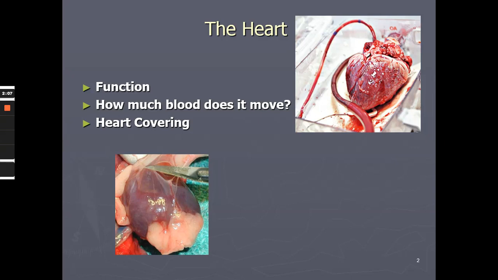Okay, how many times does it beat? How many times does it pump? And it does it about 100,000 times a day. All right, so some pretty cool facts there.